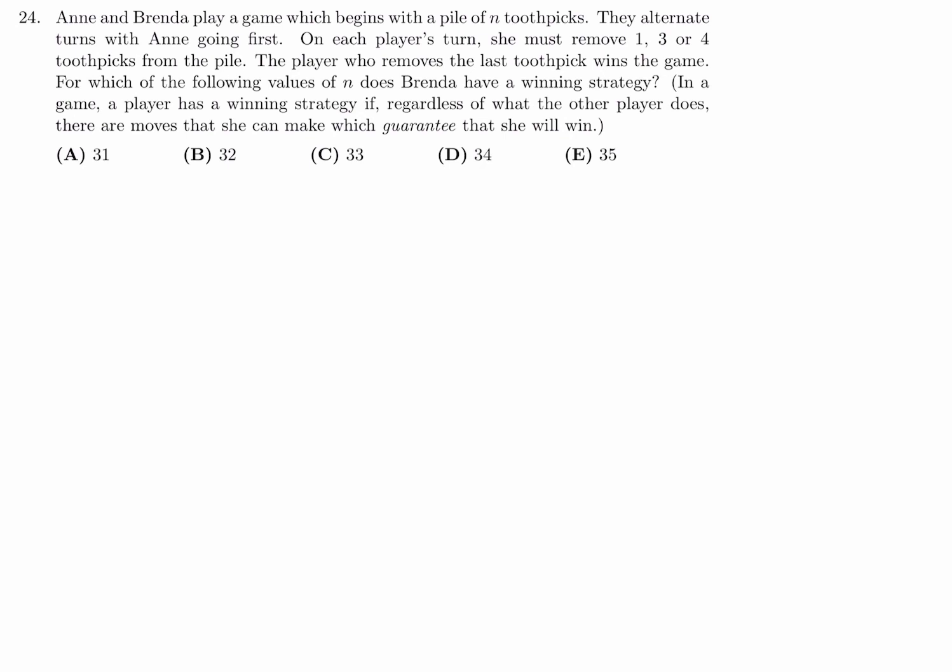Anne and Brenda play a game which begins with a pile of N toothpicks. They alternate turns, with Anne going first. On each player's turn, she must remove 1, 3, or 4 toothpicks from the pile. The player who removes the last toothpick wins the game. For which of the following values of N does Brenda have a winning strategy?